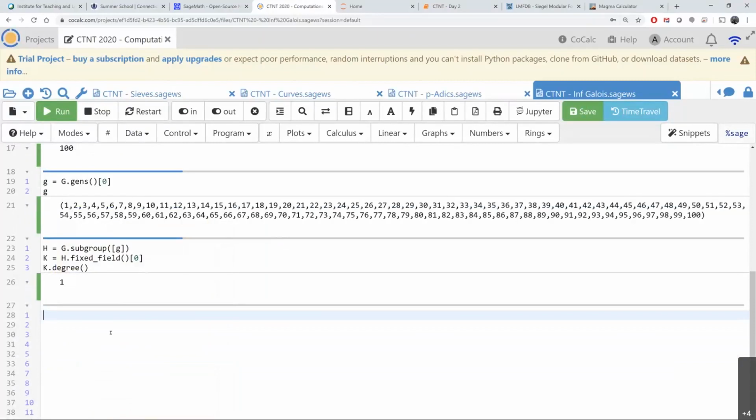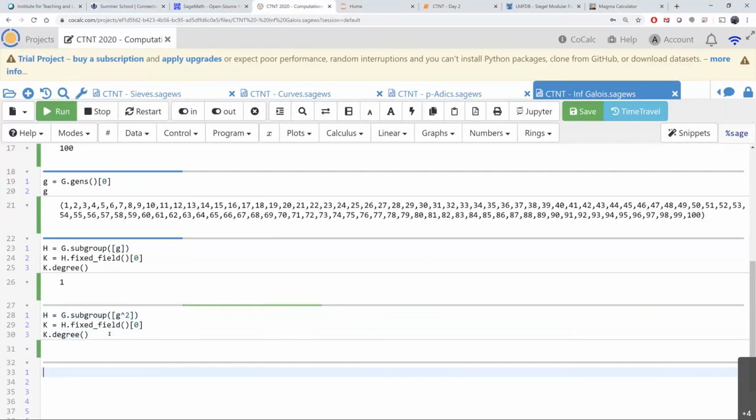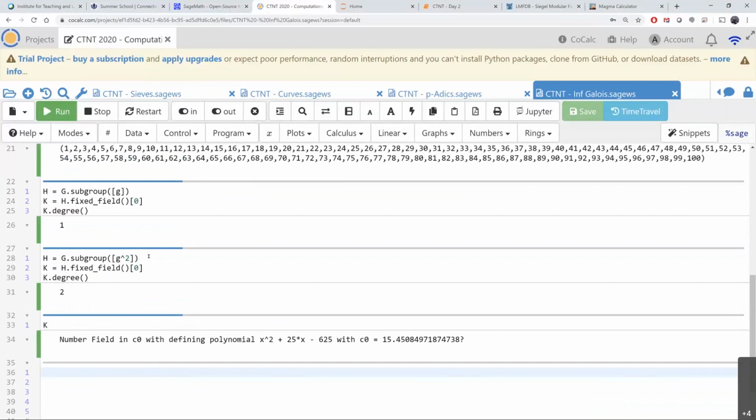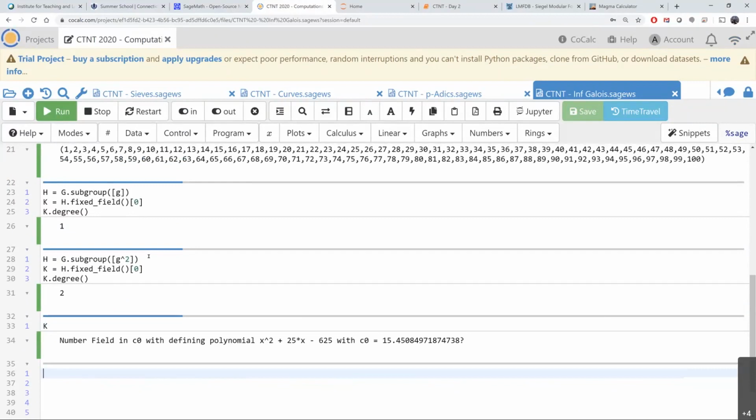All right, so we found out that K is the rationals, the fixed field of the entire group is just the rationals. Let's do one that is a little more exciting. Instead of G, I'm going to do G squared. Then what do I get? I get a field of degree 2, because if G had order 100, then G squared has order 50, and I'm doing the fixed field of a subgroup of order 50 in the Galois group of order 100. So now I get a quadratic number field, and Sage gives me the quadratic polynomial that cuts out that number field.